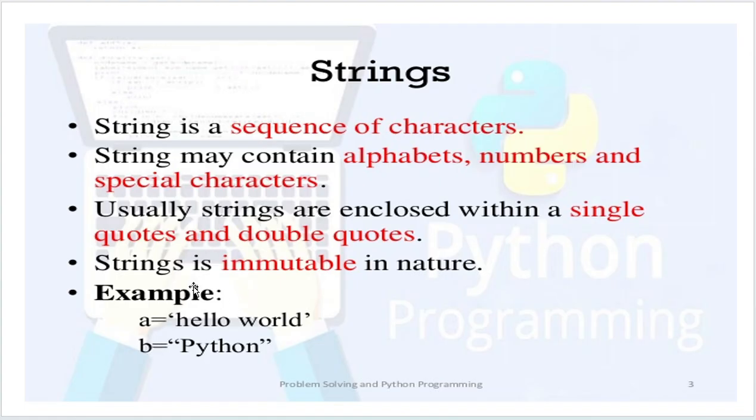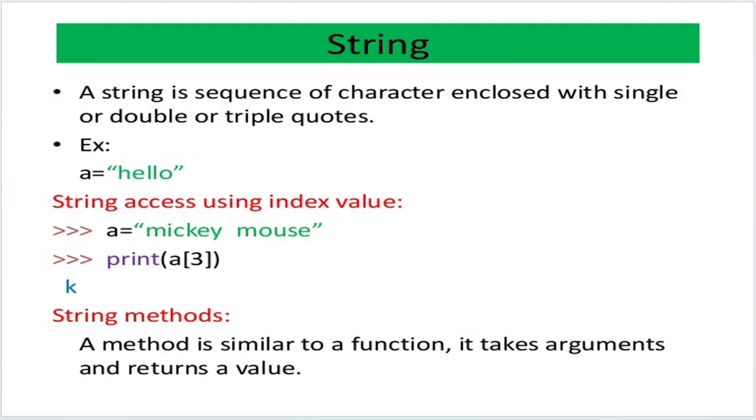One more thing, a string is immutable in nature, which means that once the string is created, it cannot be changed. It should remain as such. We cannot edit the string once it has been created. And strings, when enclosed within quotation, can use single quotes or double quotes, or even triple quotes. And the given example suggests that a is a variable that is going to hold the string value hello.